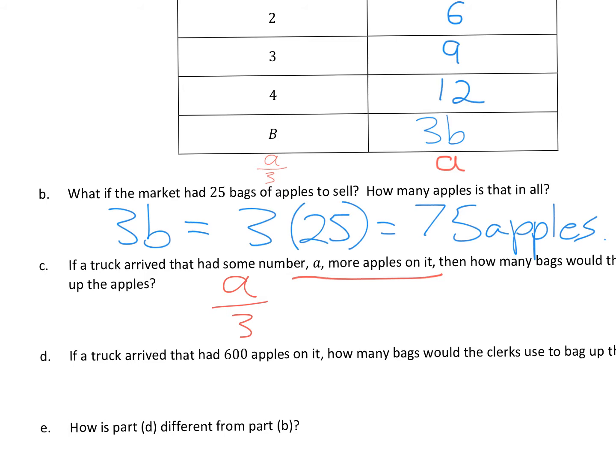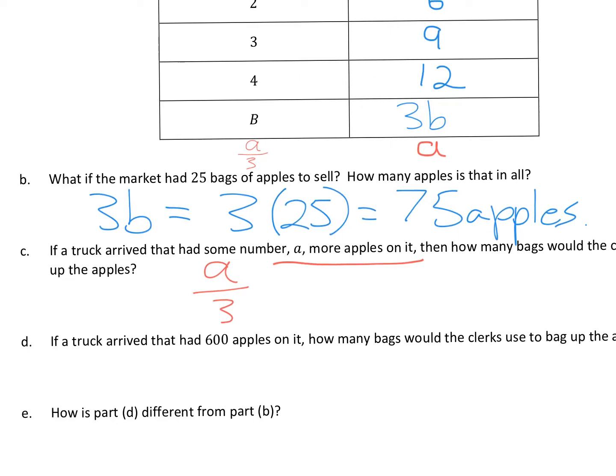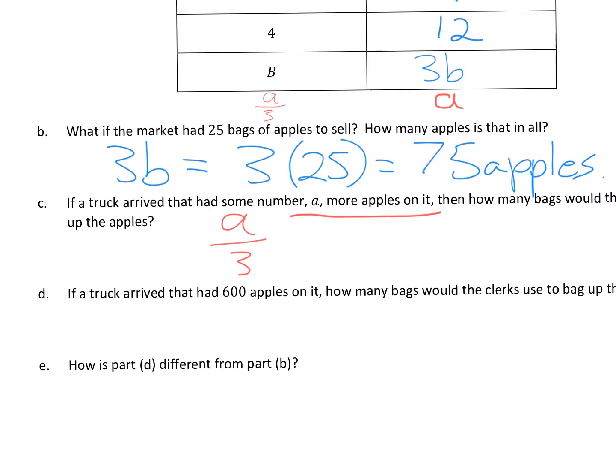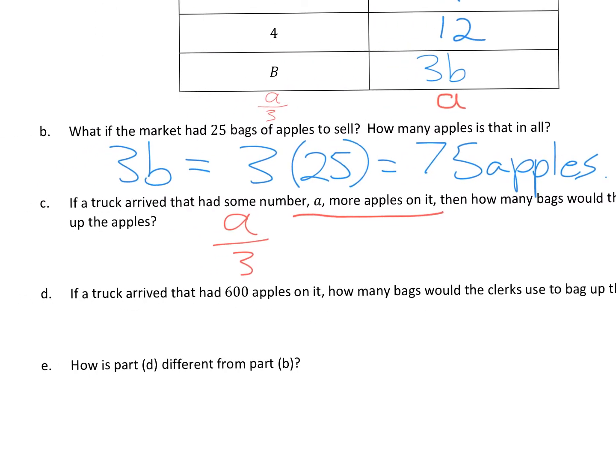So D says if a truck arrived that had 600 apples on it, how many bags would the clerks use to bag up the apples? So in this case, A is going to represent 600 because it says 600 apples. A represents the number of apples. So this is going to be 600 divided by 3. Instead of A divided by 3, it's 600. We're substituting it in. And that is 200 bags.